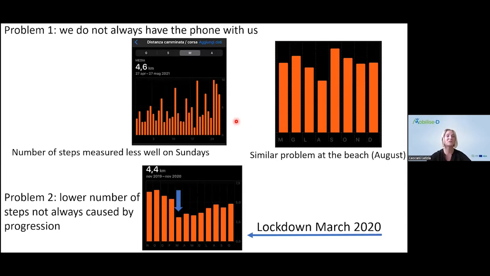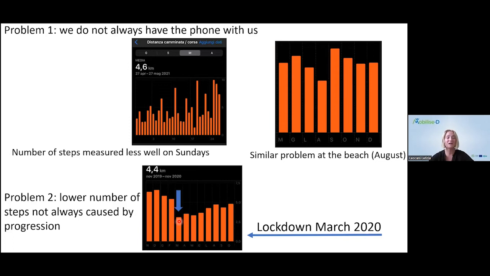So when it's on the table, especially on Sundays, if I go for a walk, you're not going to get my measure of the total number of steps. And if I'm at the beach, I'm not having my phone on me. And so the number of steps will not be reliable. And this is proposing the need for having a sensor on the body of the person, as we are doing with Mobilise-D. And also the number of steps is going down, not only because of the disease progression of physical or neurological events, but even by external conditions.